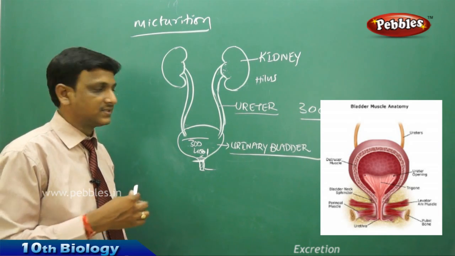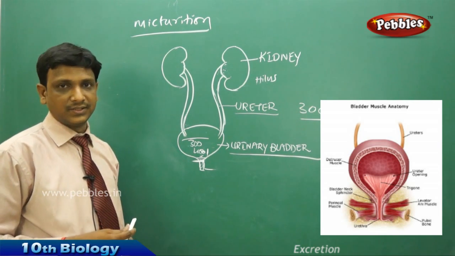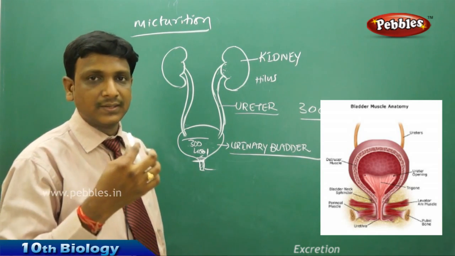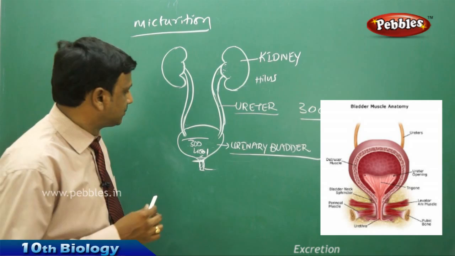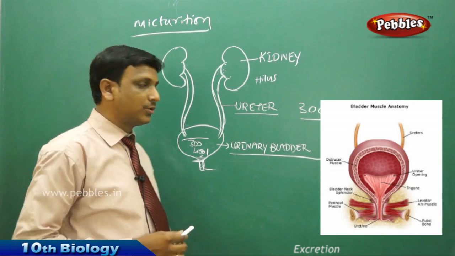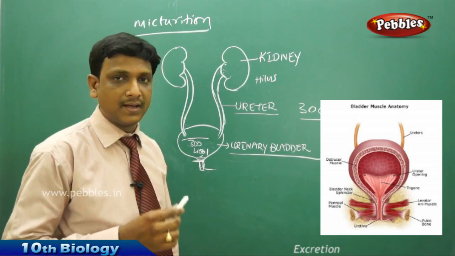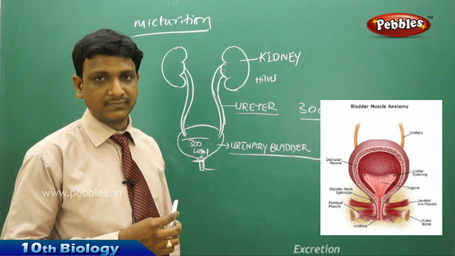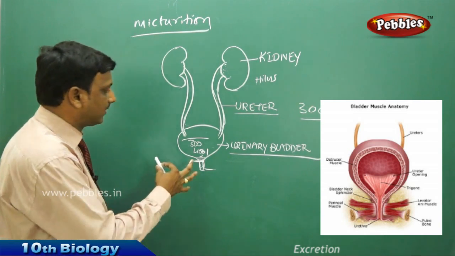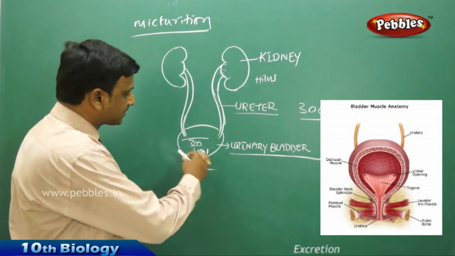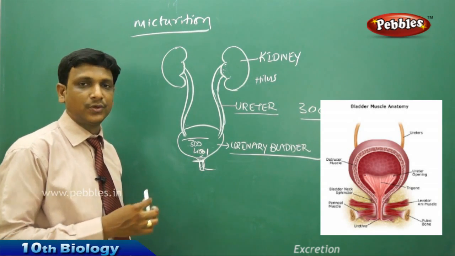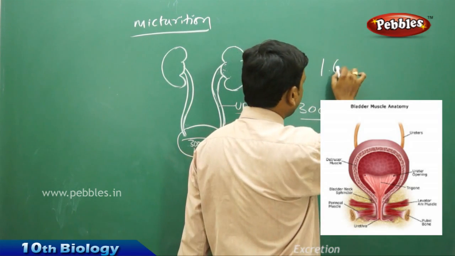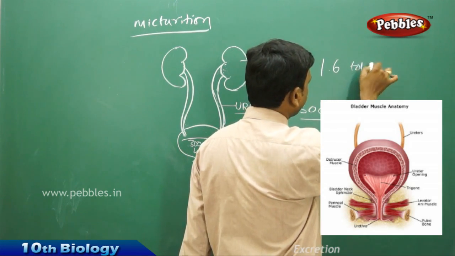Voluntarily, we can relax the sphincter muscle and pass the urine. The second set of sphincter is under the direct control of the brain. The total capacity of the urinary bladder is 600 to 800 ml, and it can retain urine up to that quantity. When these sphincter muscles are relaxed, the urine is passed out. In a day, a man can excrete around 1.6 to 1.8 liters.